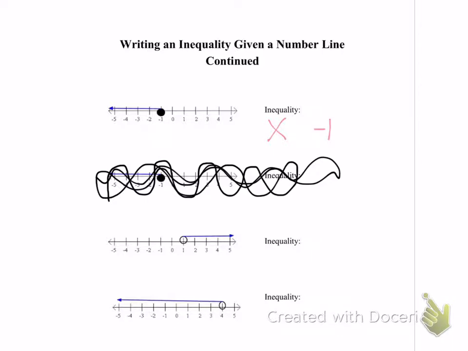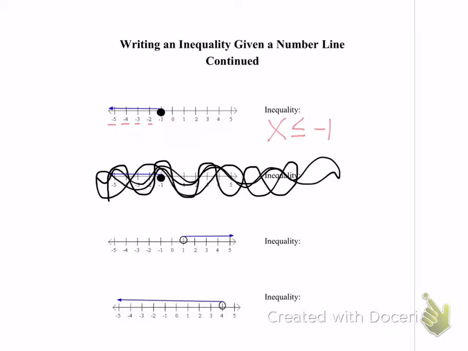After we have those two things, we can see that this is a closed circle, and because it's a closed circle, that means we're going to have that equal to line under our inequality. The next thing I've got to do is analyze the numbers that are under my blue line. So I've got -2, -3, -4, -5. All of those are less than -1. So our inequality should say x is less than or equal to -1. Okay, let's keep going.